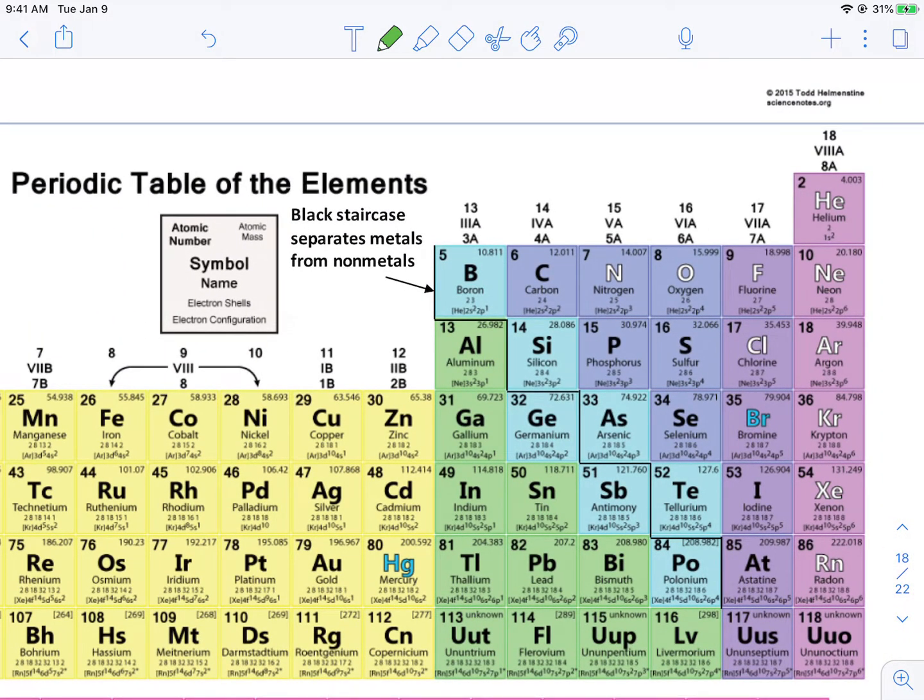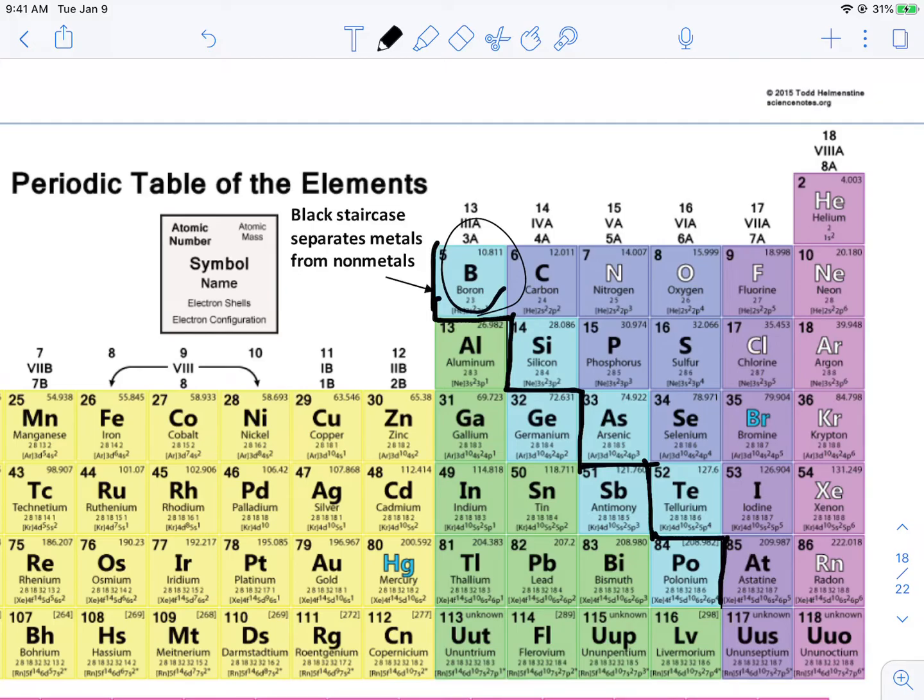The way you do this is you find boron on the periodic table, and you go to the left of it, and you make a black line, and then you make a horizontal line. Then you just keep going on the right of aluminum, and you just keep making that staircase. So it's just a straightforward staircase, down one, over one, until you get to the right side of polonium.